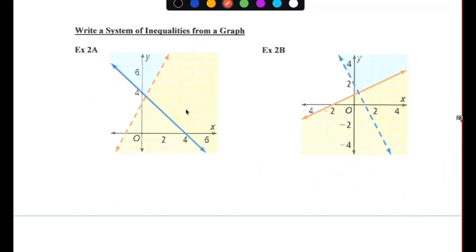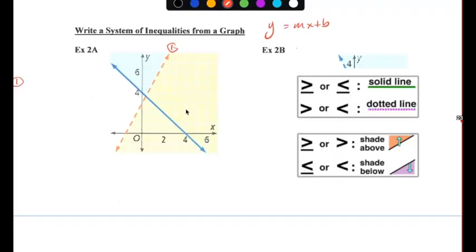So let's do this equation first. Equation 1. Remember, our general standard is going to be y equals mx plus b, but we have to change the equal sign. It has to be an inequality. So let's look at this red one here, equation 1. Now, that one looks like it's shaded below. That means it's going to be a less than sign, and it's not equal to. It'll be like this.